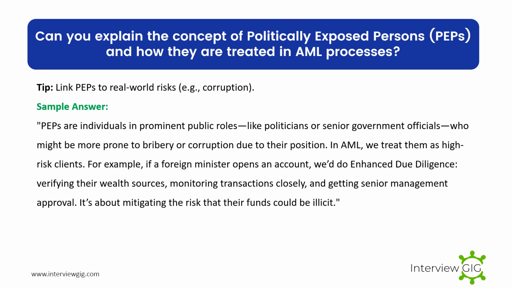Sample answer: PEPs are individuals in prominent public roles like politicians or senior government officials who might be more prone to bribery or corruption due to their position. In AML, we treat them as high-risk clients. For example, if a foreign minister opens an account, we do enhanced due diligence, verifying their wealth sources, monitoring transactions closely, and getting senior management approval.